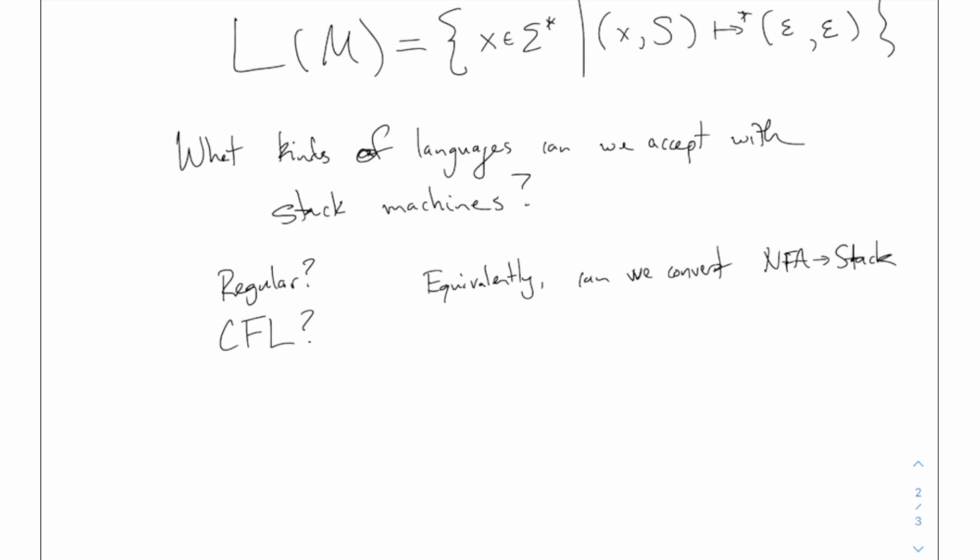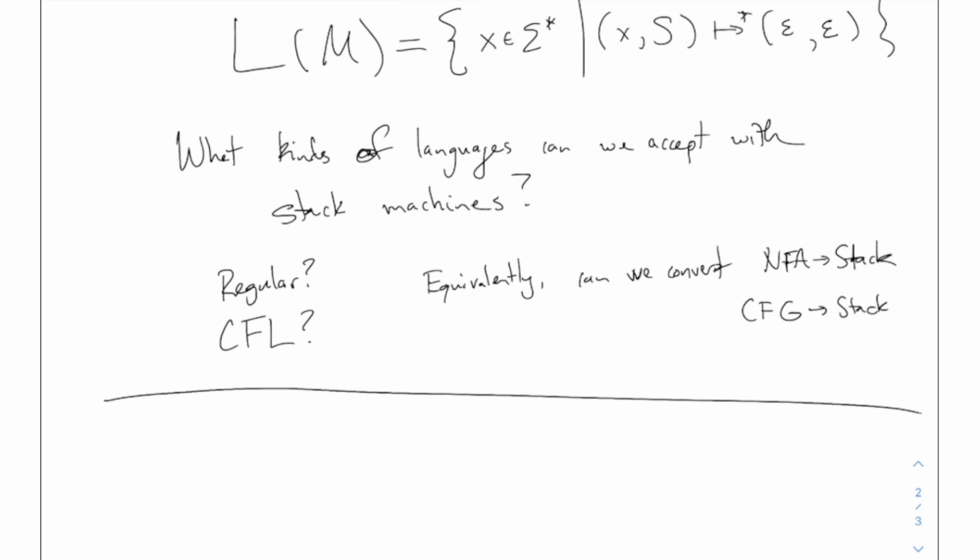And then you could also ask, can we convert, say, a context-free grammar into a stack machine, right? If that were true, then you could get any context-free language on a stack machine. So these kinds of conversions are what we want to talk about. I'm not saying these are always possible to do, but that's where we're going with this. Converting stack machine to NFA, or the other way around, converting NFA to stack machine, and similarly for context-free grammars.